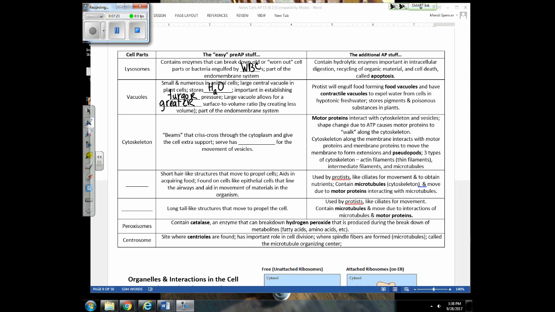The cytoskeleton, those are the beams that crisscross. They serve as highways for the movement of vesicles. The cilia, with those short hair-like structures. Flagella, or the longer tail-like structures. And that pretty much does it.